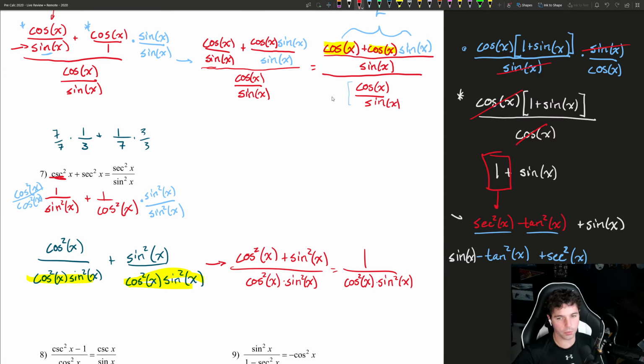Okay, then we peek at what we actually want. We want secant up top and sine down bottom. Sine's already down bottom. And we can take this cosine, move it up top, and it becomes secant squared. So this just becomes secant squared of x over sine squared of x. And we proved it.